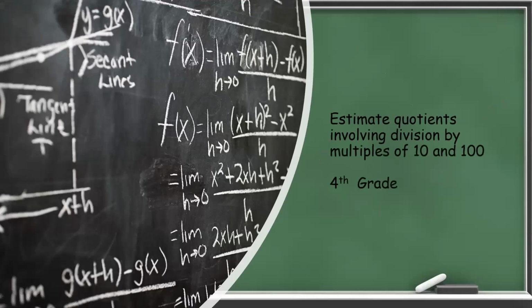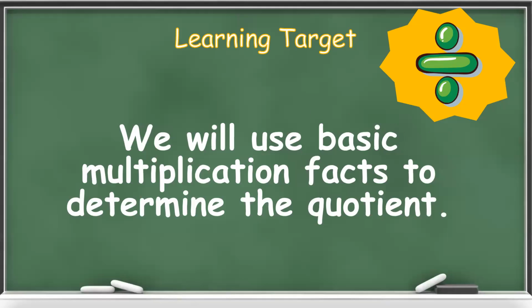We are going to talk today about estimating quotients involving divisions by multiples of 10 and 100. So, relating our division to our multiplication. This was our learning target for today. It says we will use basic multiplication facts to determine the quotient.